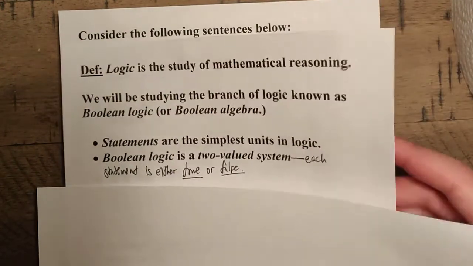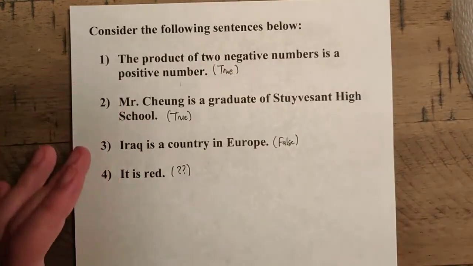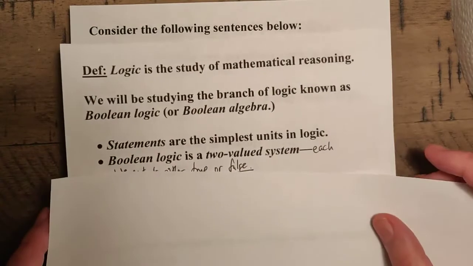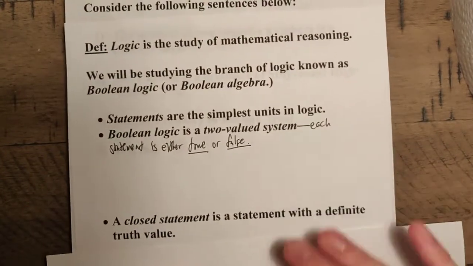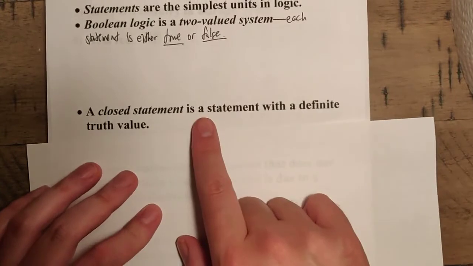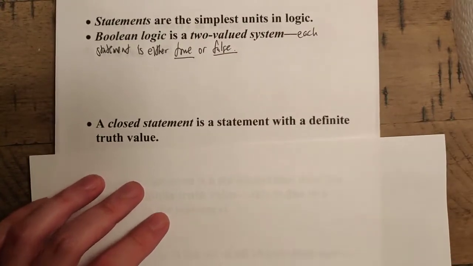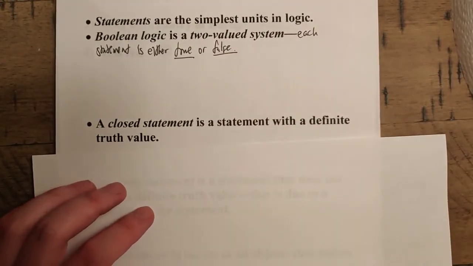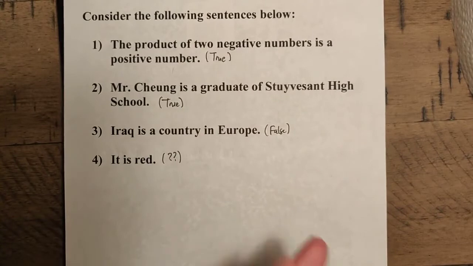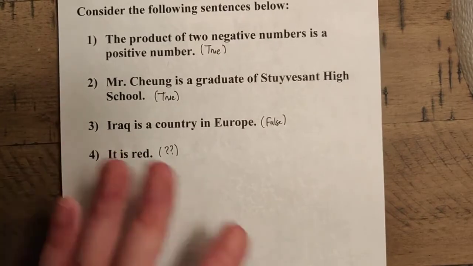Now, going back to this here, we know that the first three statements here are our standard statements in our Boolean logic because they result to true or false. So we refer to these as what is known as closed statements, okay? So we can mention here that a closed statement is a statement with a definite truth value. We know it's true or it's false, right? So the first three statements back in this were true or false. We knew what they were, even if we had to do a little bit of research to figure out what they were.